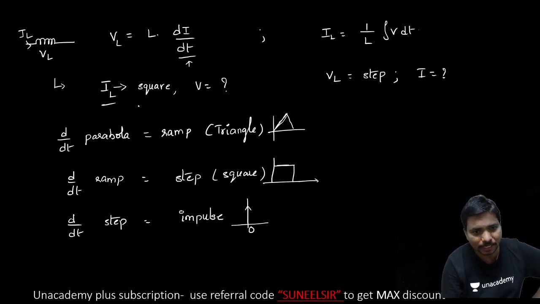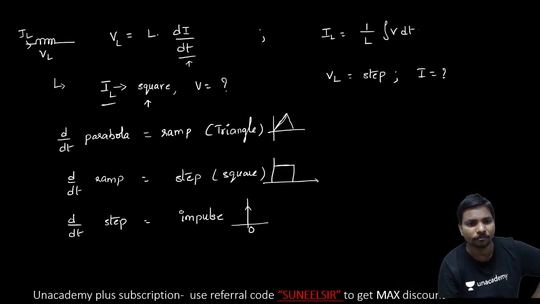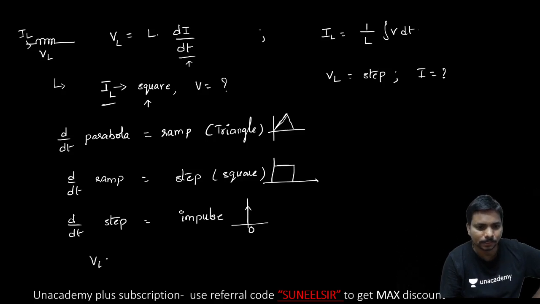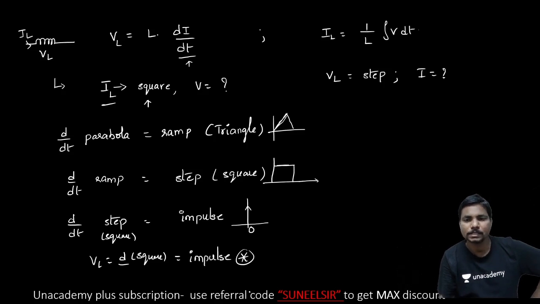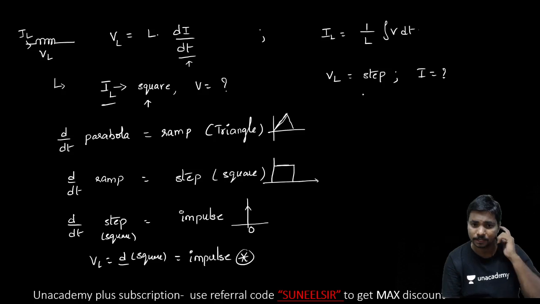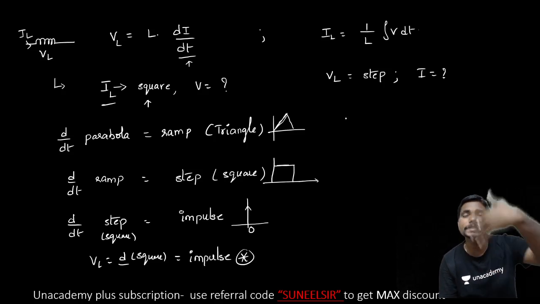So if they have given the current as a square, the voltage is the differentiation of the current. VL is the differentiation of this square. Square means step, and differentiation of step gives an impulse. So we have to give the answer as impulse. In the same way, integration works in the increasing manner.